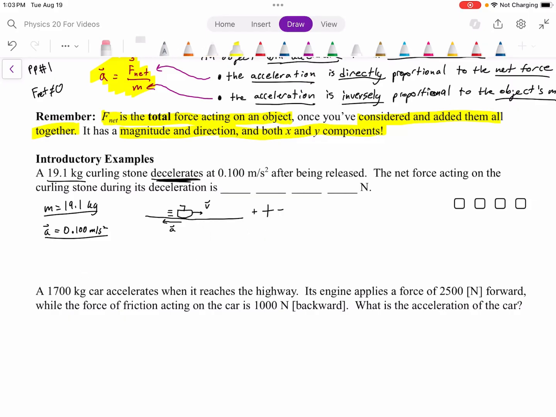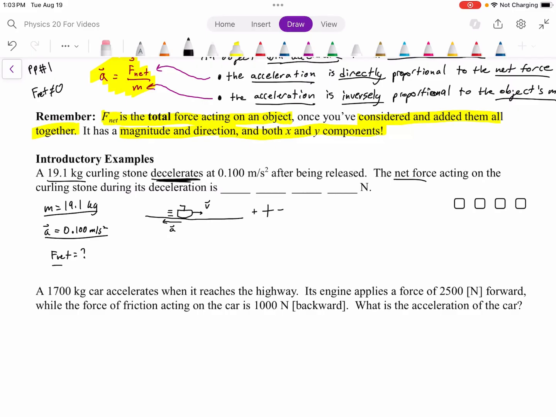You could make it negative. You'd get the same result. Your signs would just be flipped. We want to determine the net force during its acceleration. So what was the net force acting on this stone? That net force, by the way, looks like it would probably mostly just be friction because we've let it go. We're not pushing it anymore.